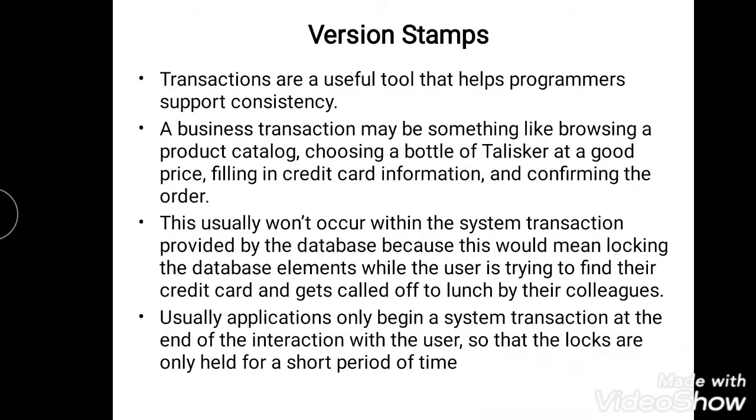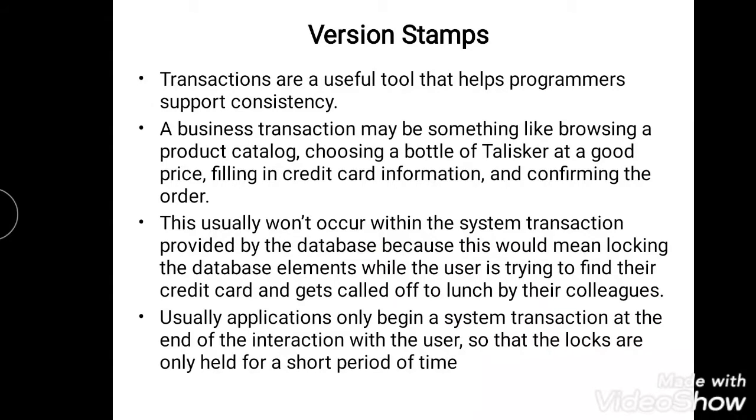And usually these applications begin with a system transaction at the end of interaction with the user. It holds for a shorter period of time. And the problem here is that calculations and decisions are being made based on data that has changed. I mean, the price list updates the price of the item which you purchase, or someone may update the contact address of the customer, or the shipping charges get updated. So when one is updated, it has to be reflected in all the others.